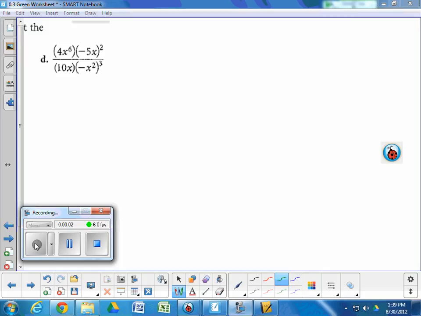All right, so this is 3D from worksheet 0.3. And I see a big fraction, I see lots of parentheses, and I see several exponents. So let's think about how to attack this.